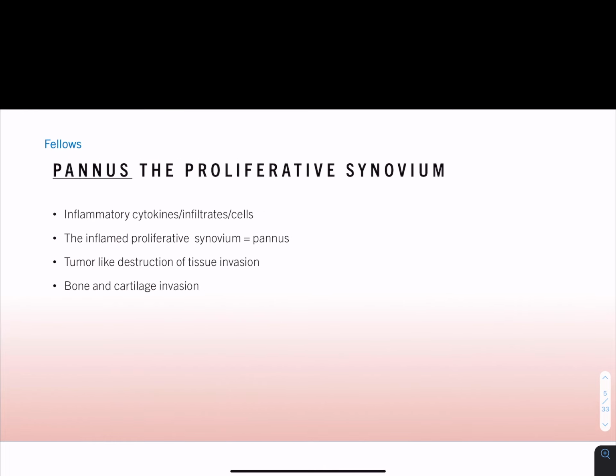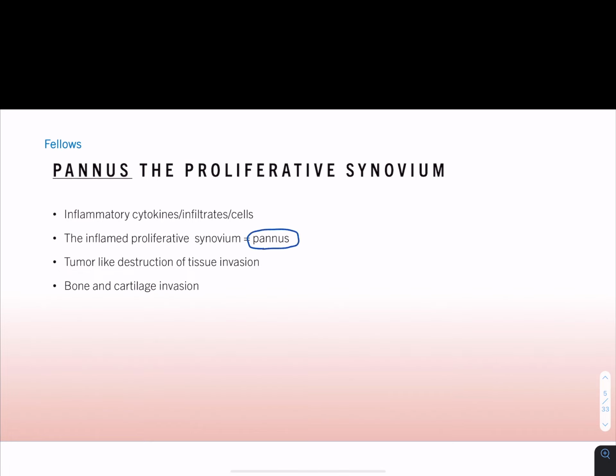Next, let's talk about the proliferative synovium called pannus. So in rheumatoid arthritis, the inflammatory process begins primarily in the synovium, and the inflammatory cytokine milieu makes the synovial lining cells proliferate. The end result is the inflamed synovium turning into thick, boggy, and swollen projections called pannus.